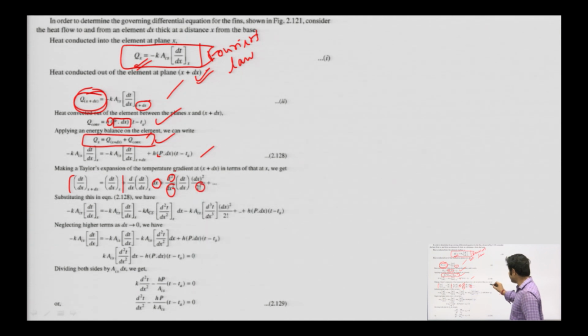Substituting this in the equation, you will have this. And now neglecting the higher terms, it will be very simple. If you neglect the higher terms, you are left with this.